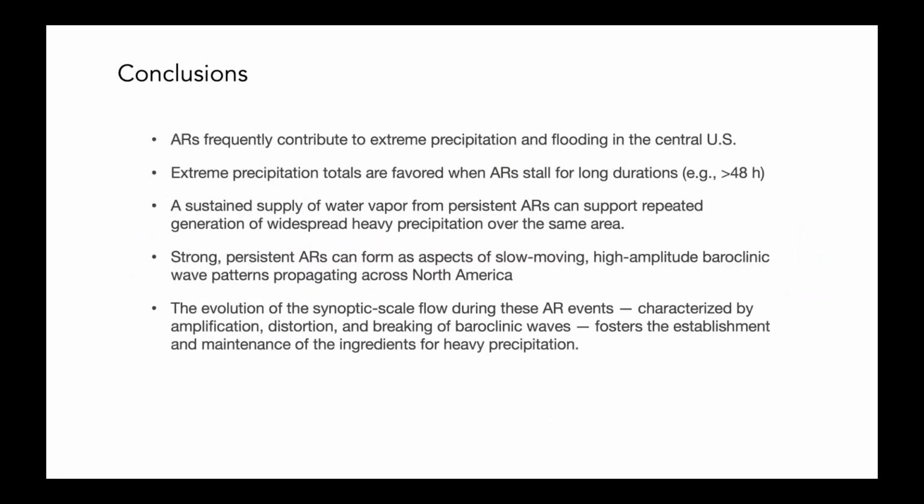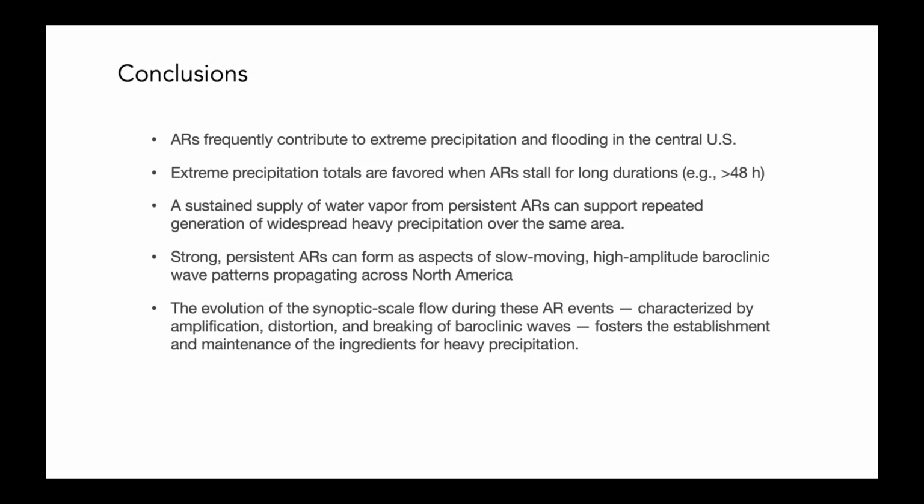So with that, I'm going to just give you my conclusions here, restating what I already said. ARs frequently contribute to extreme precipitation and flooding in the central US. Extreme precipitation and flooding are favored when ARs stall for long durations. The sustained supply of water vapor from a persistent AR can support repeated generation of heavy precipitation over the same area.